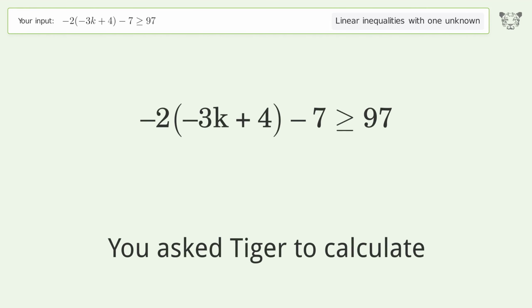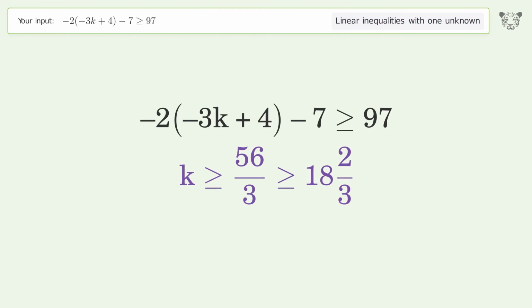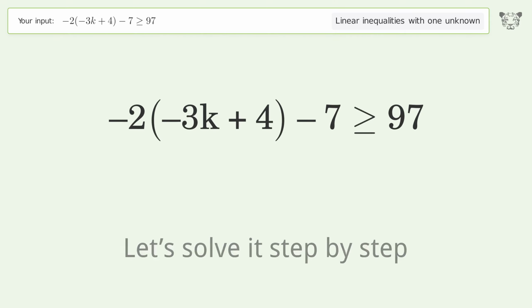You ask Tiger to calculate. This deals with linear inequalities with one unknown. The final result is k equal or greater than 56/3 equal or greater than 182/3. Let's solve it step by step.